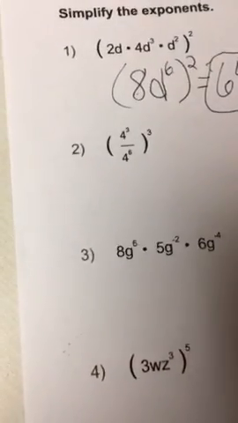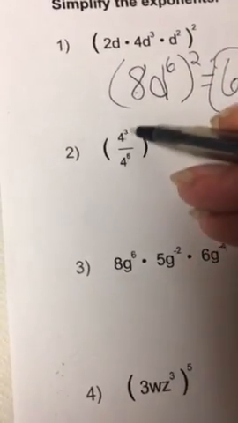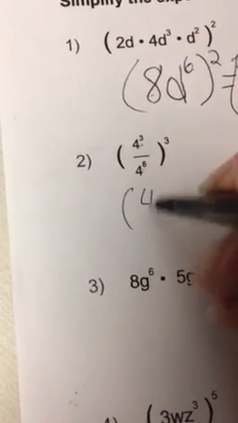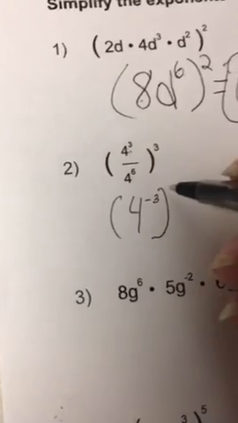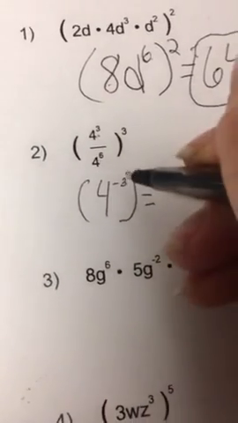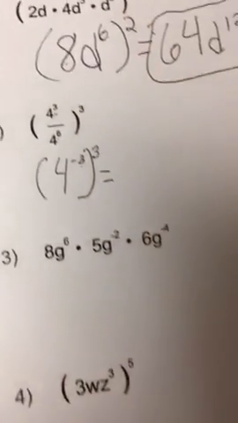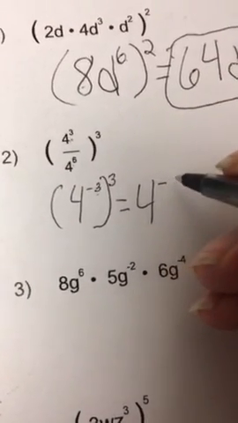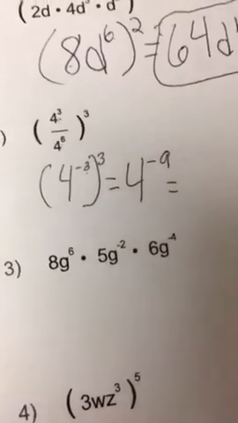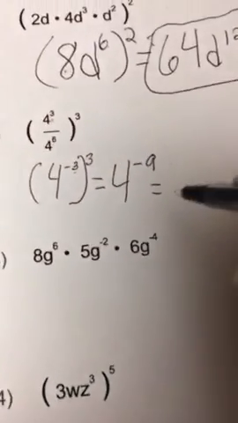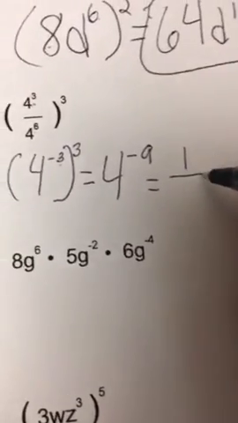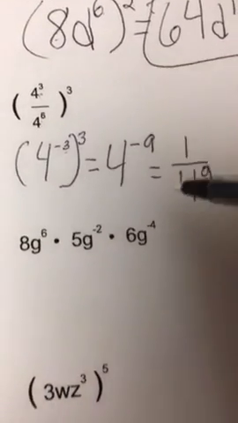Okay, moving on to number 2. If I'm dividing, I subtract my exponents. So 3 minus 6 is 4 to the negative 3, to the third power. 3 times negative 3 is negative 9. So this becomes 4 to the negative 9. Which I know I can't have negative exponents, so that becomes 1 over 4 to the 9th power.